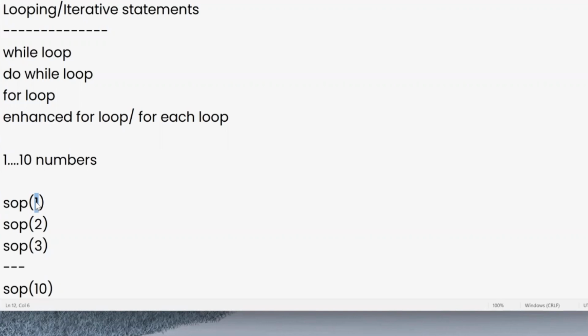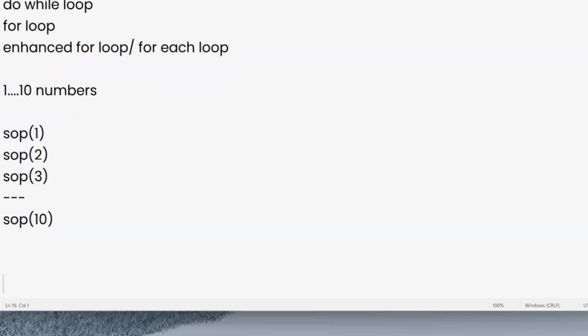Whenever you are using any looping statement, be it while loop, do while or for loop, there are 3 important things we need to concentrate on. The first important thing is where exactly the starting point is. The starting point is very important. And then how many times we have to repeat. How many times we need to repeat means the condition is important.